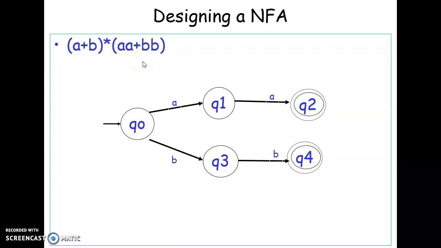And going forward, you are left with (A plus B) whole star at the beginning. So what you do is you just add a loop here for A or B. So आपके पास A आता है तो भी आप इस loop को traverse करते हैं, B आता है तो भी आप इस loop को traverse करते जाते हैं जब तक कि आपके पास double A नहीं आता या last two letters जो आपकी string के हैं वो double A होते हैं, तो फिर आप Q2 पे पहुंच जाते हो। अगर last two letters आपके double B होते हैं तो आप Q4 पे पहुंचते हैं.